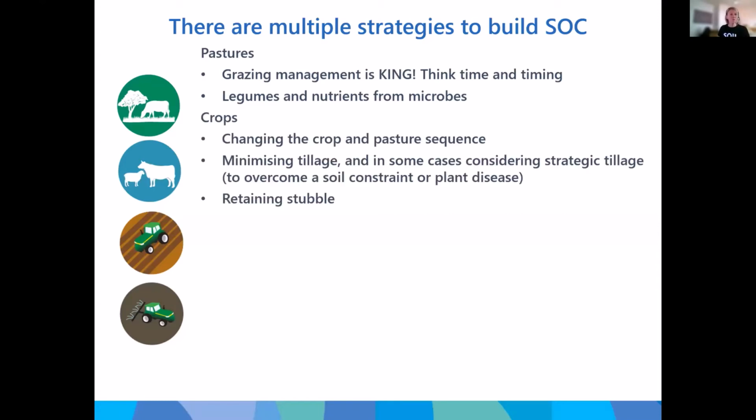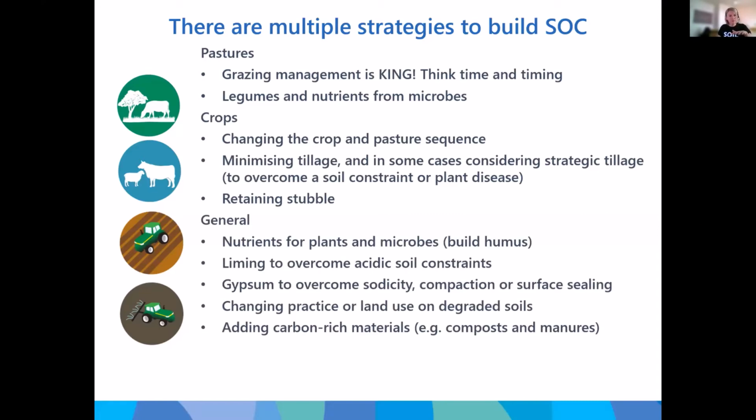For crops, we've got a range of practices which we know are important for increasing soil organic matter and keeping carbon in the soil. But in general, we know that we need to be growing big, healthy plants, overcoming soil constraints, whether that's acidity or waterlogging, poor soil structure, or in some cases, changing that in practice on degraded soils, and also adding carbon-rich materials such as composts and manures.